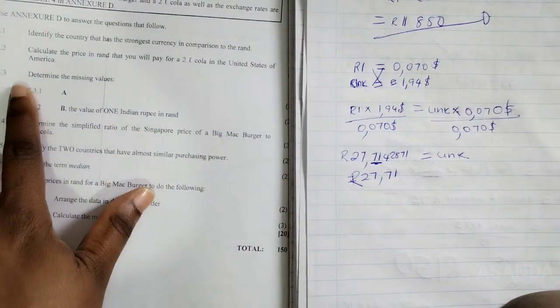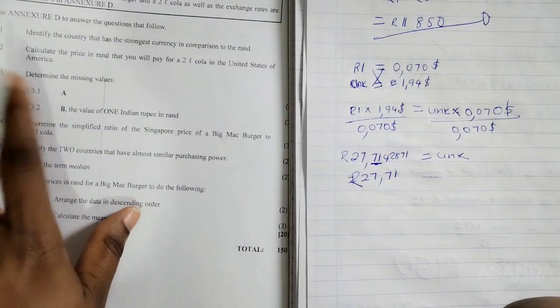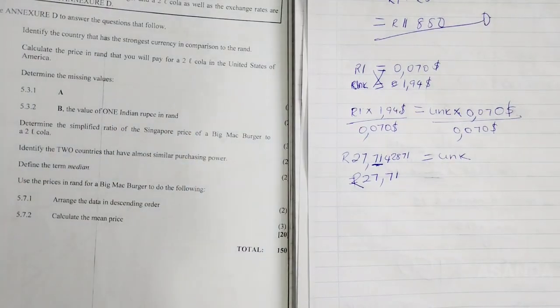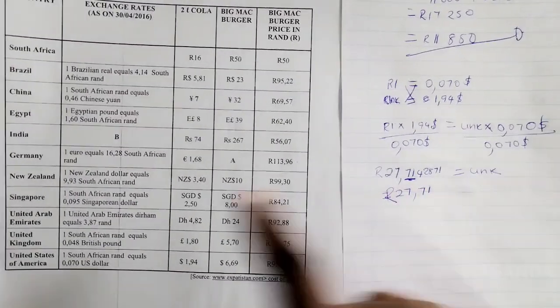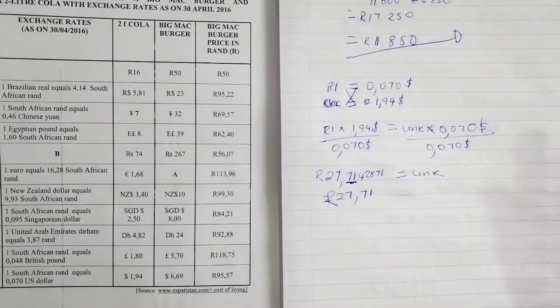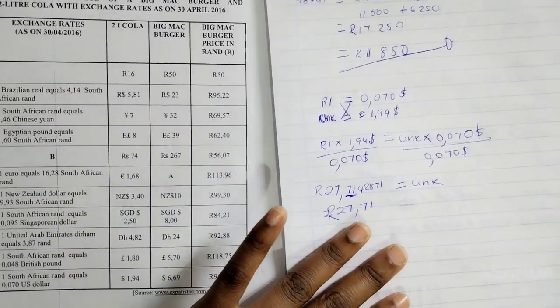Next up is determine the missing value A and the missing value B. The value of one Indian rupee in rand. Let's go back. Oh, there's B and A. So let's start with A. A is the simplest one.